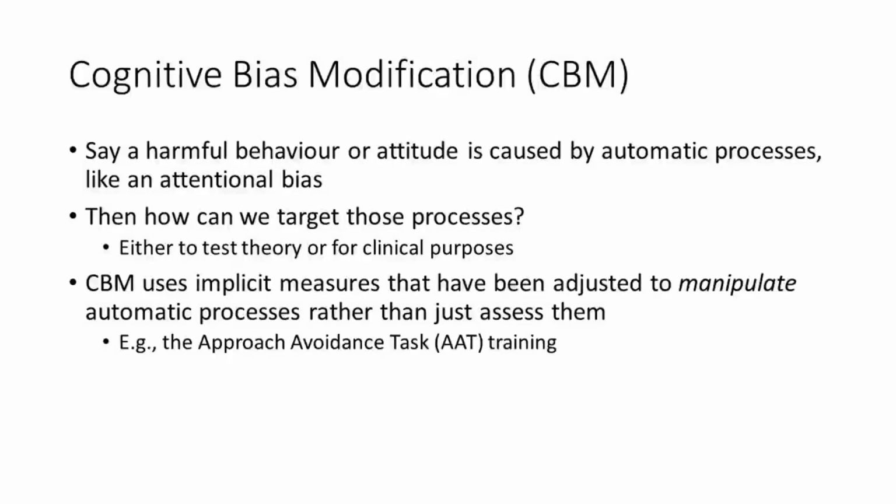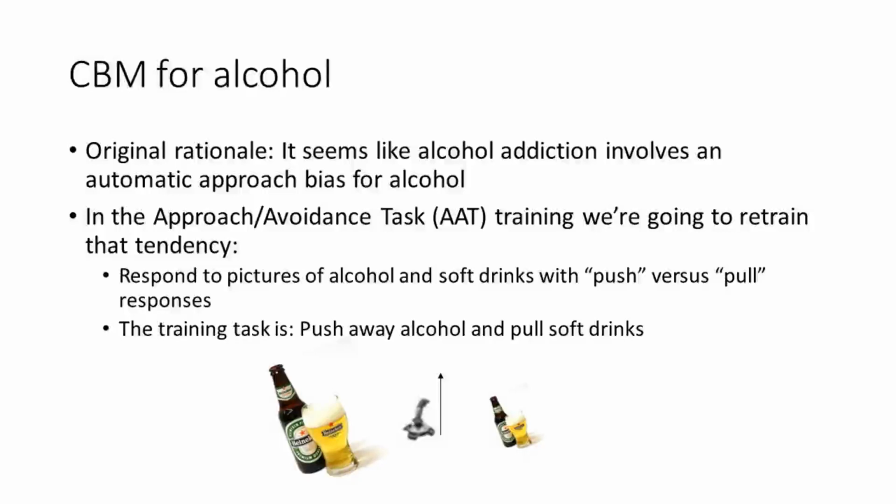And the question is, is it the case that by doing this training task, we can change automatic processes, and those changed automatic processes affect some kind of real-life clinical outcome? I think the most interesting example of this, or the most convincing example of CBM, is for alcohol. So this is what I'm going to focus on. In the original rationale, the idea was, if you're addicted to alcohol, you have an automatic approach bias for alcohol. So if you see beer, you'll grab the beer, you'll drink the beer, or you'll go to the shop and buy the beer, you go to the bar and order a beer, or a whiskey, or whatever.